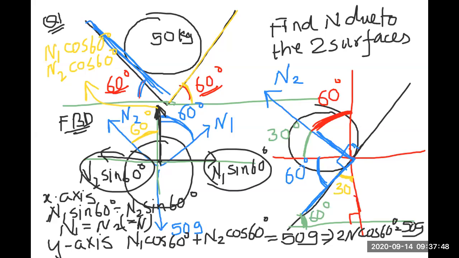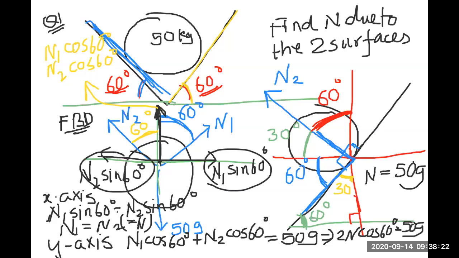We know that cosine 60 degrees is equal to half. Therefore, N is equal to 50 G, right? And we leave the answer as 50 G. So the normal reaction by the two surfaces on that 50 kilogram block is 50 G.